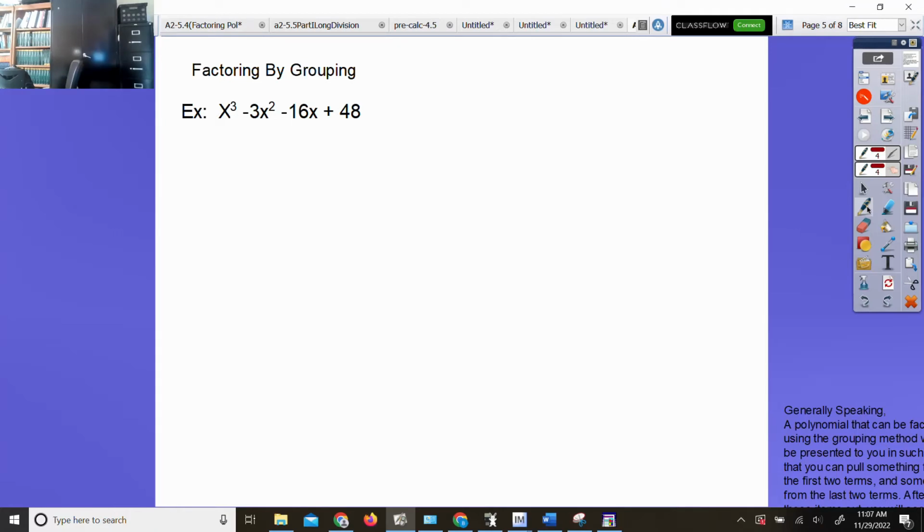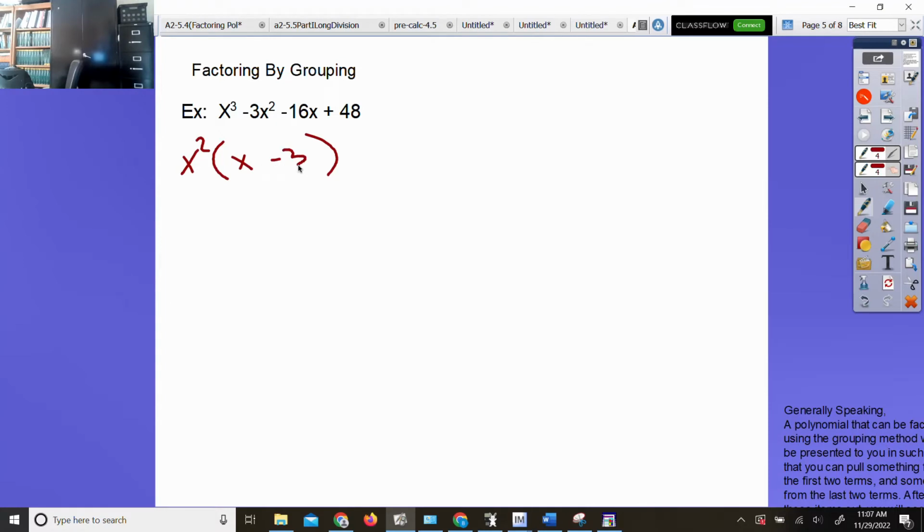They both have 2 x's. X squared. You can pull an x squared from both the front pieces. If you pull an x squared from x cubed, what remains? X. If you pull it from negative 3x squared, what remains?